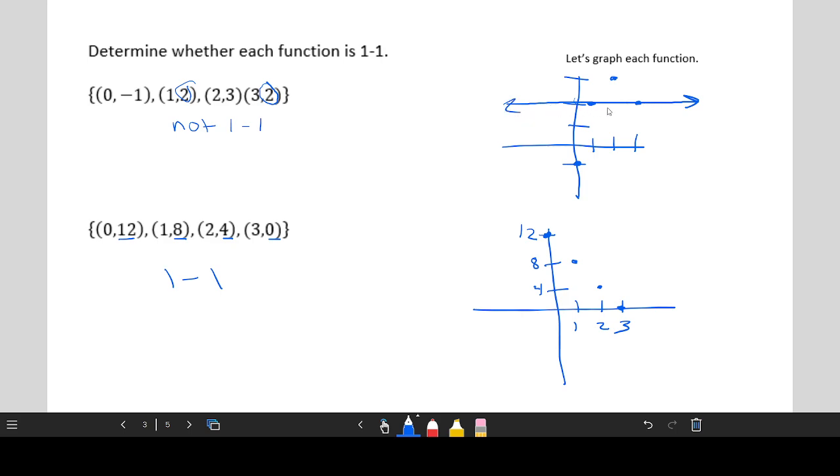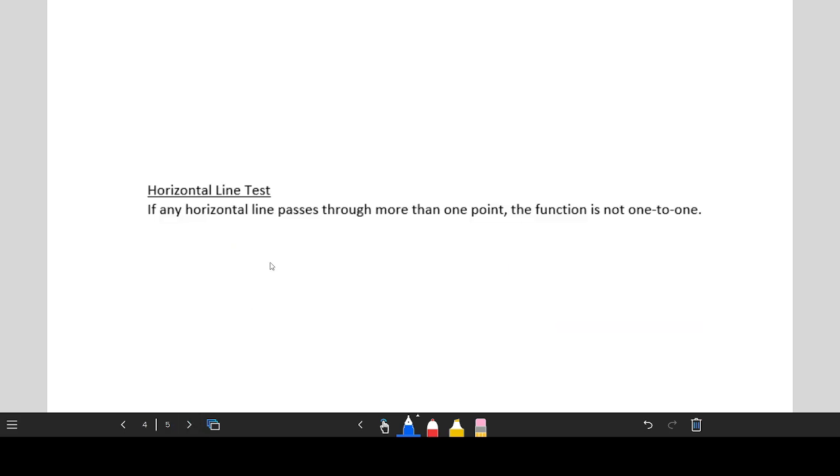So if you can draw a horizontal line through more than one point on the graph of a function, it's not one-to-one. Whereas down here, if we draw a horizontal line anywhere, it's not going to hit more than one point. So that means the function is one-to-one. And that's what we call the horizontal line test. If you can draw a horizontal line through more than one point on the graph, then the function's not one-to-one.